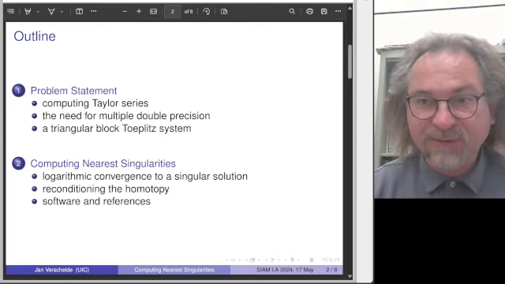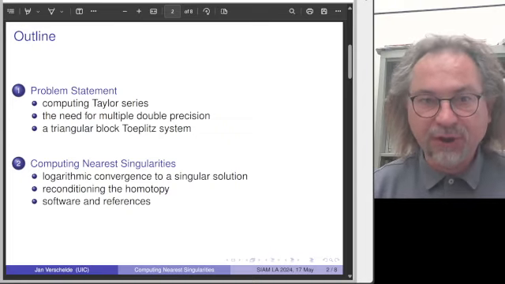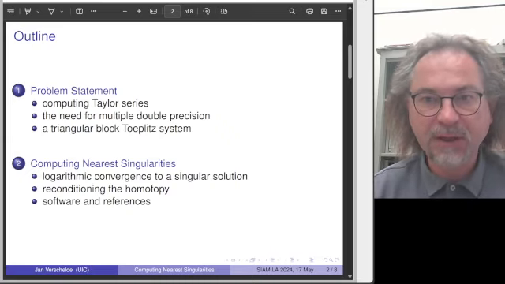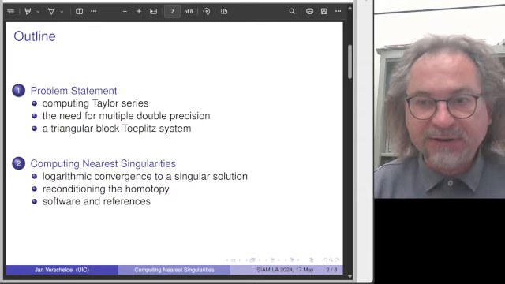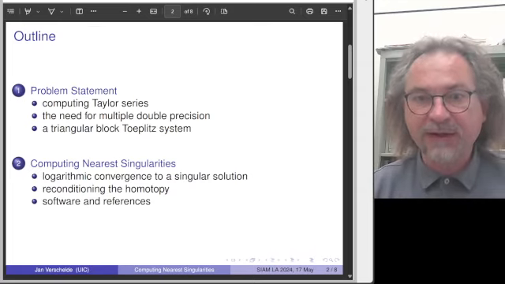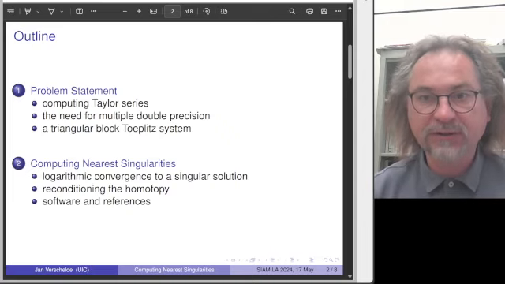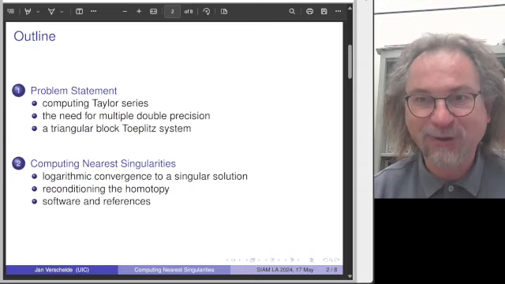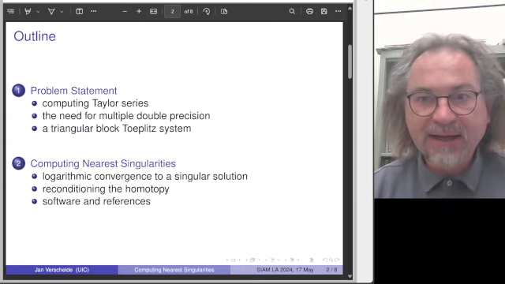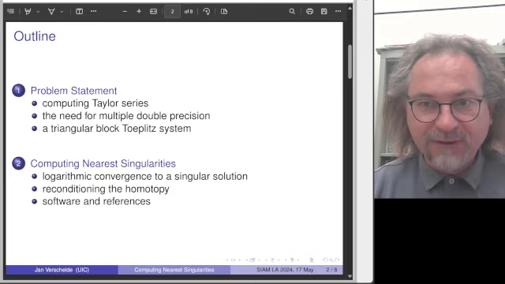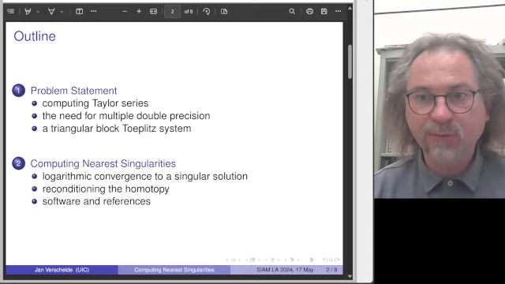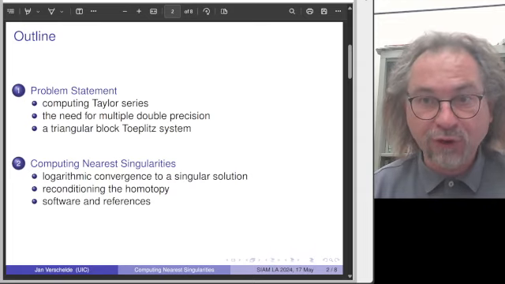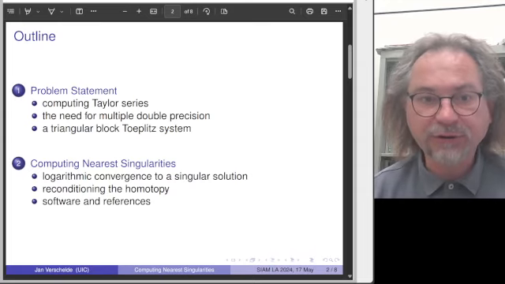And then, most relevant for a conference on applied linear algebra, the main part in the computation is actually the solving of a triangular block Toeplitz system. So that's the first part of this presentation. In the second part, I will give an example of a homotopy leading to a singular solution. If we encounter a singular solution, we can detect it with the theorem of Fabry, but we will also observe a very slow convergence, typically a logarithmic convergence.